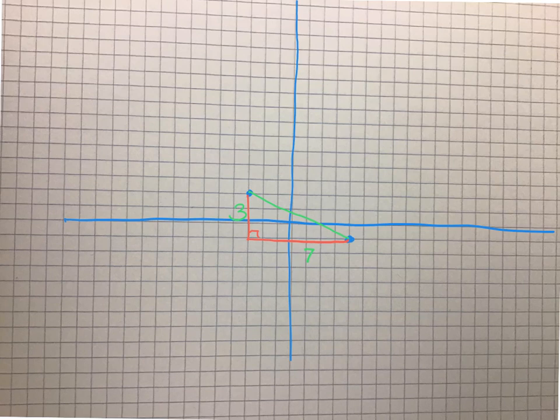And what can I use to find the third side? Famous guy. Pythagorean theorem. A squared plus b squared equals c squared. Actually, the distance formula is derived from a squared plus b squared equals c squared, but it's using the coordinates of the points. So then we have 3 squared plus 7 squared equals c squared. 9 plus 49 equals c squared. 58 equals c squared. C equals square root of 58.